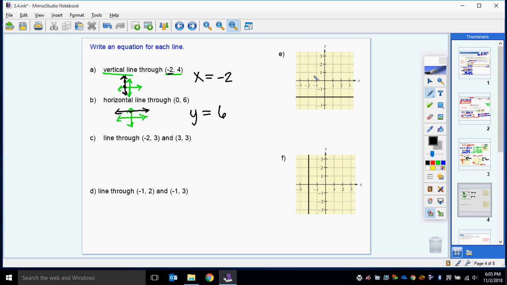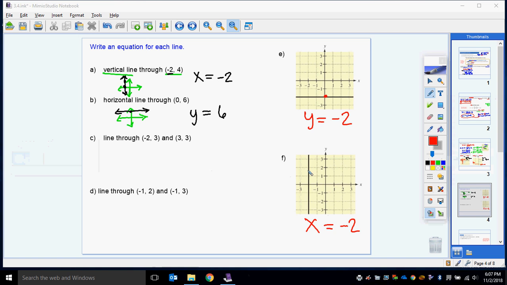Okay, what about the graph over here, number E? So it's a horizontal line, and if you don't remember if that's y equals or x equals, look at which axis it's crossing. It's intersecting the y. So it's y equals, and at what number is it intersecting the y? -2. Okay, try F for me.